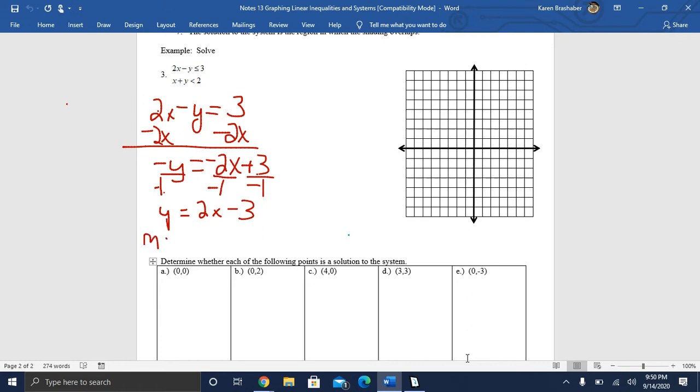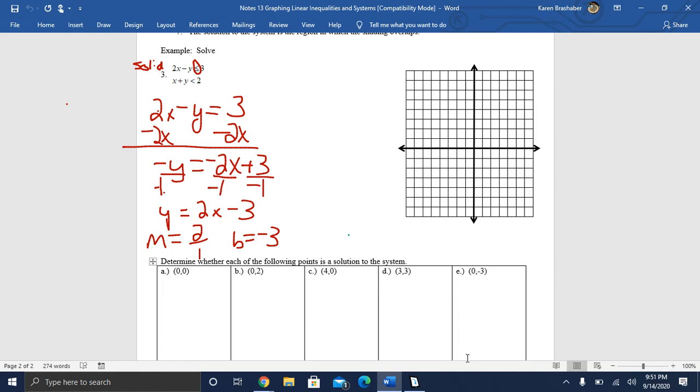So your slope is 2 over 1. Might write that as a fraction. Your y-intercept is negative 3. And so this graph will start at 0, negative 3. Also, you want to pay attention to the original problem, which had a less than or equal to symbol in it, which means that this will be a solid line.